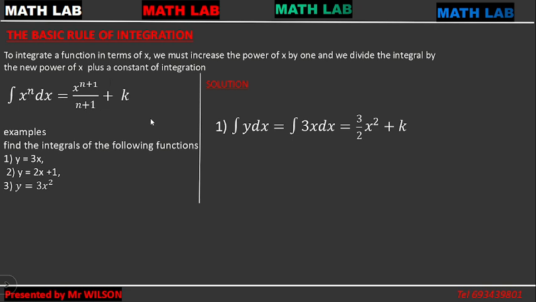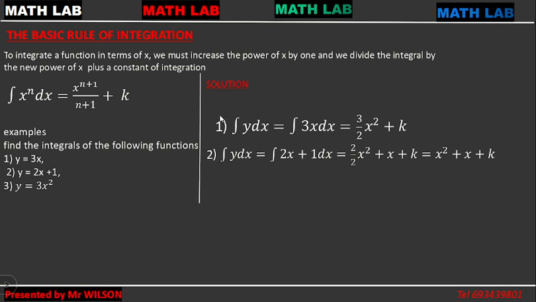Okay, so now here the power of x is what? 1. So x is of degree 1. You increase the power by 1, you get 2. You divide the function by the new power, 2, and then you add the constant of integration k. Okay, so your integral will be 3 on 2 x squared plus k. Same for the second one. You just have to apply the rule and we get answers.